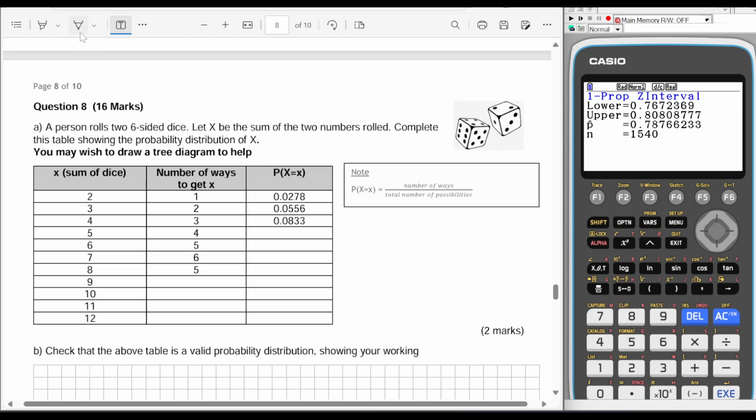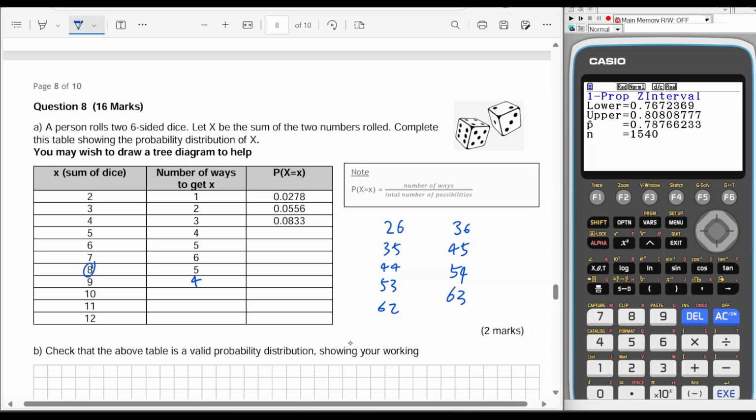Okay, we've got the dice rolls here, and you've got to think about, for example, how do I roll a 9? Well, actually, how do I roll an 8? So I could get a 2 and a 6, a 3 and a 5, a 4 and a 4, a 5 and a 3, and a 6 and a 2. So that was 5 ways, and that's how I've got the 5 in the table. How do I roll a 9? So I could get a 3 and a 6, a 4 and a 5, a 5 and a 4, and a 6 and a 3.